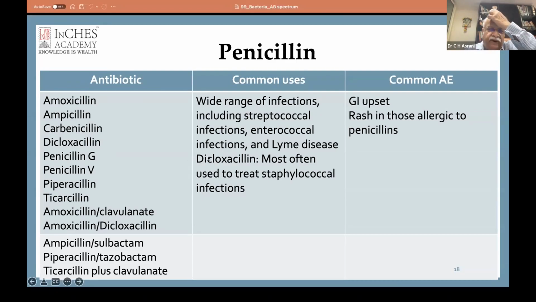The common uses are a wide range of infections, including streptococcal, enterococcal, Lyme disease. Dicloxacillin along with amoxicillin or ampicillin is used to treat staph infection. Not used alone, it is generally in combination with amoxicillin or ampicillin. Common adverse effects are GI upset, nausea, vomiting, rash in those allergic to penicillins. But oral penicillins generally are not known to cause anaphylaxis.